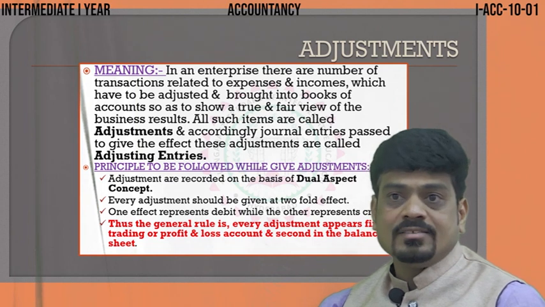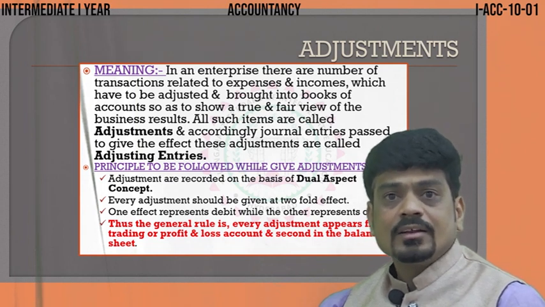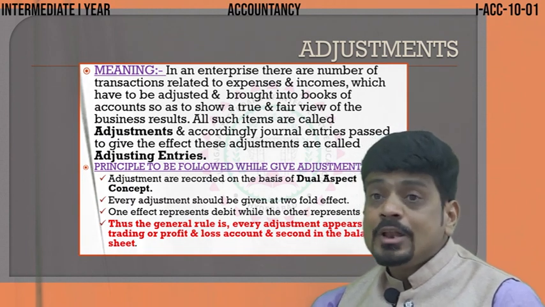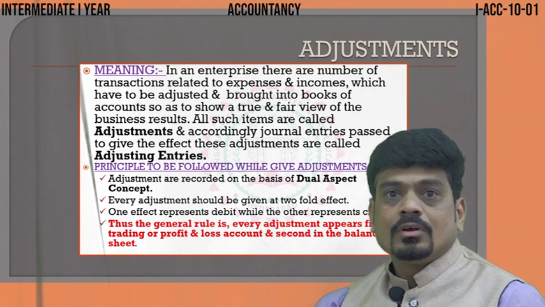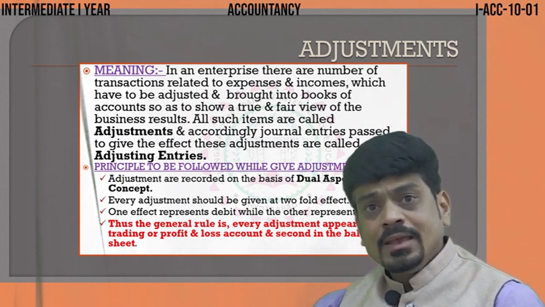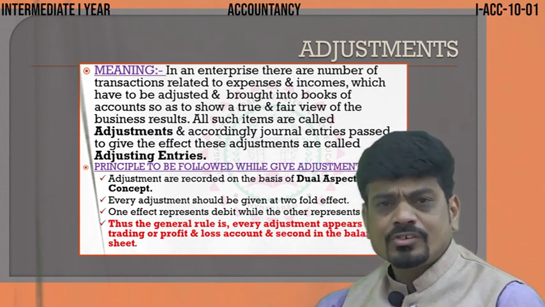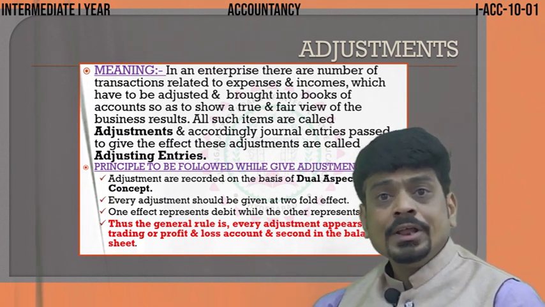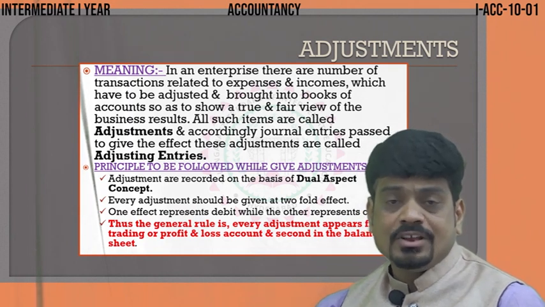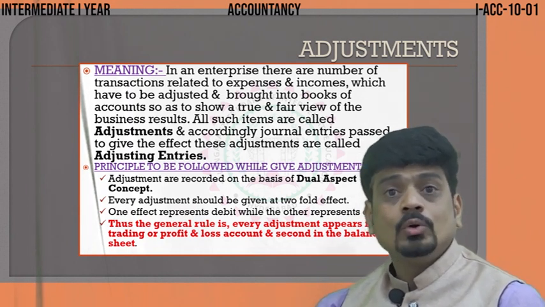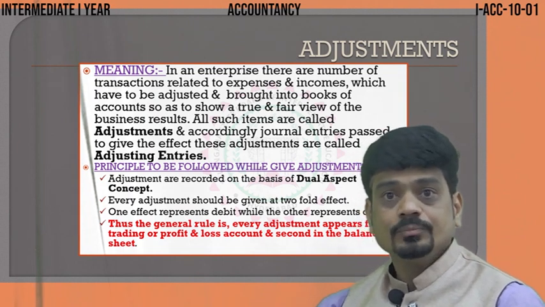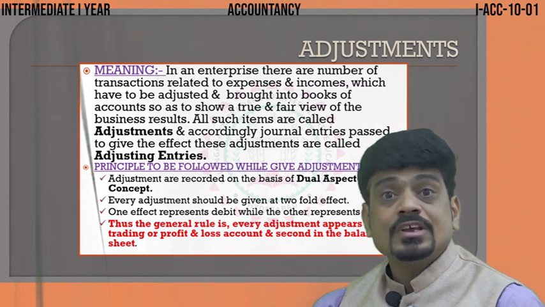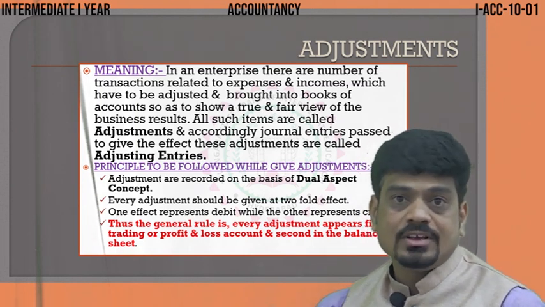in every business organization, there are a number of transactions which we may not be able to record or which we may not be able to post because of some other reason. But according to certain accounting concepts and conventions, we have to follow those concepts and conventions so that we can show a correct picture of the business organization.